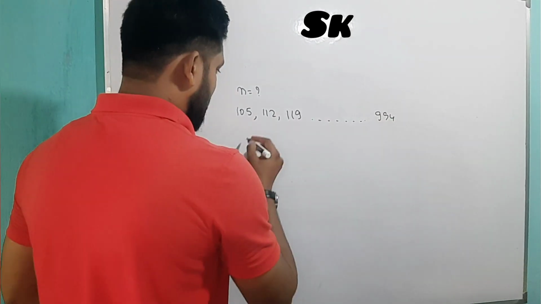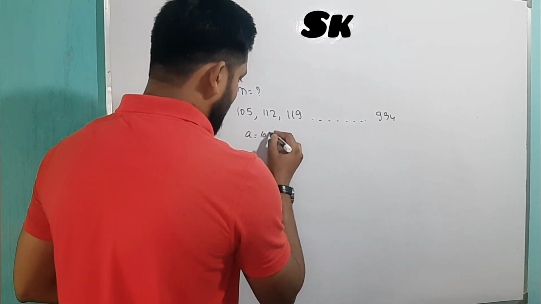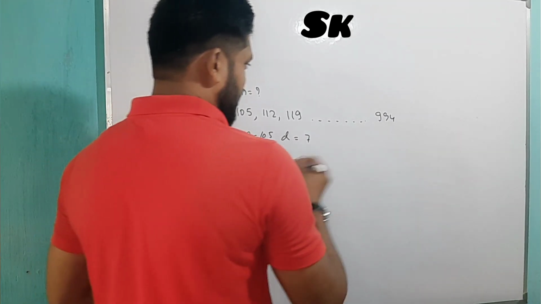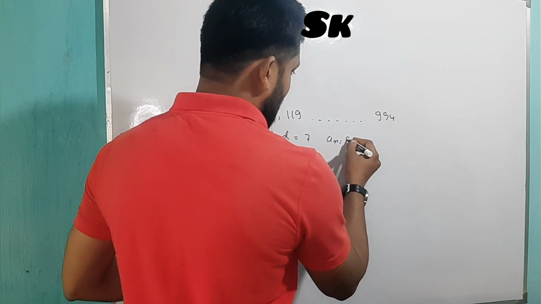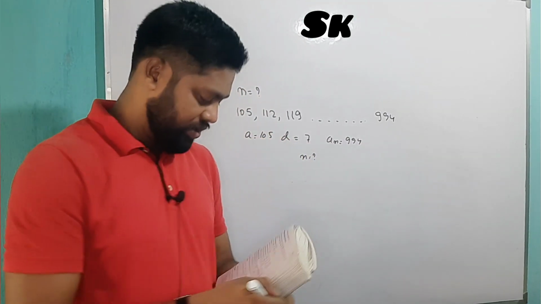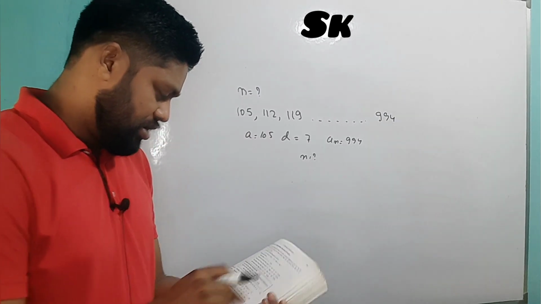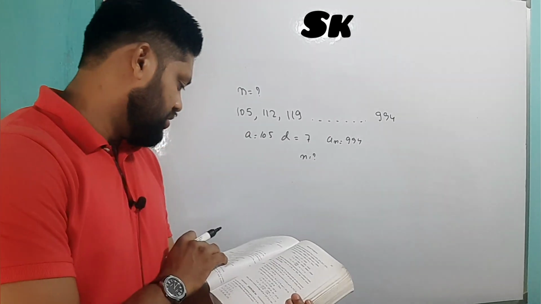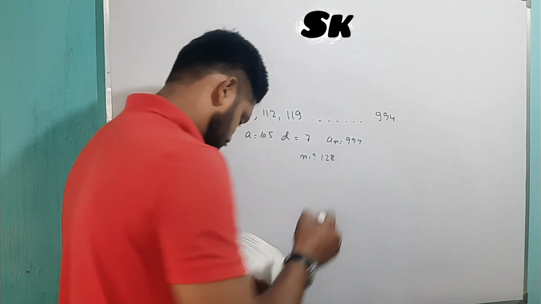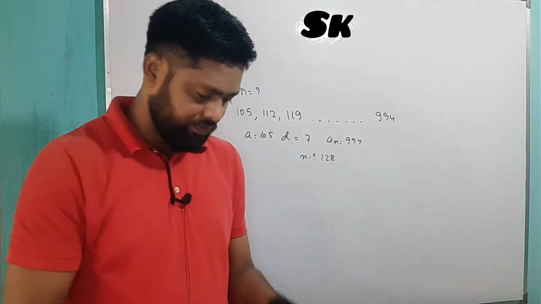So what are the things I have? The a value is 105, d value is plus 7, divisible by 7. And the an value is how much? 994. So you have to find n. Same formula, you can do it. I am just giving you the answer. You solve this one and you will get your answer. The answer is 128. n is equal to 128. Okay, so the next one.